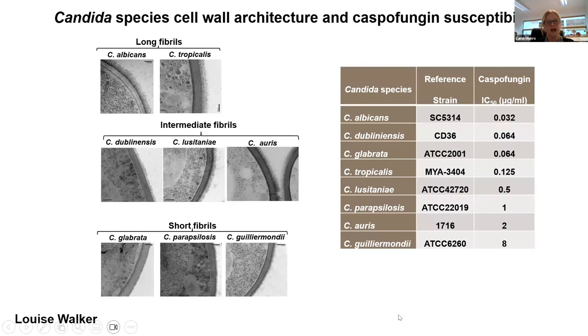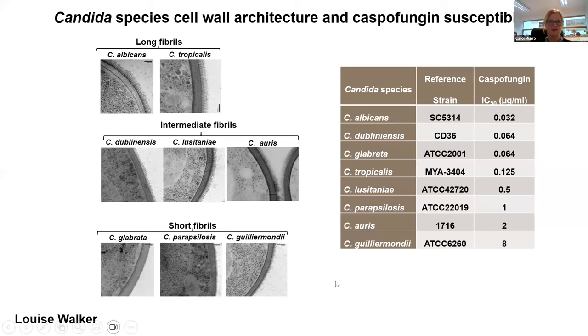We're also interested in looking at how the differences in the cell wall might impinge on the drug susceptibility of different Candida species. So we used electron microscopy to look at the cell wall architecture of these different species and looked at the length in particular of this outer fibrillar layer. And these are the reference strains for each of these species.